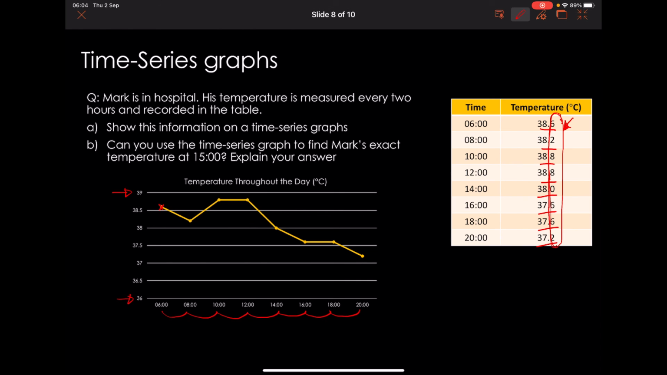Now, the question then says, use the time series graph to find Mark's exact temperature at 3 o'clock. So obviously 3 o'clock is right in the middle here, so I'm going to have to go up to my line, and this isn't going to be perfect either. And then I'm going to go across here to my other axis and check his temperature. So this is 37.5 and this is 38, okay?